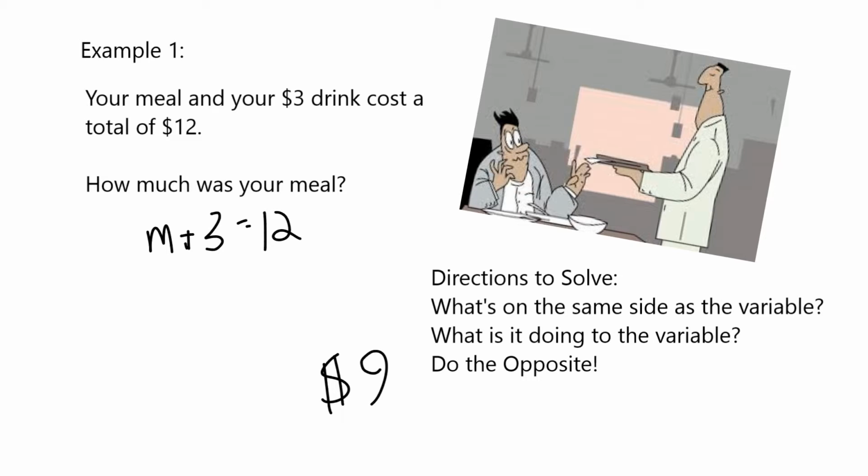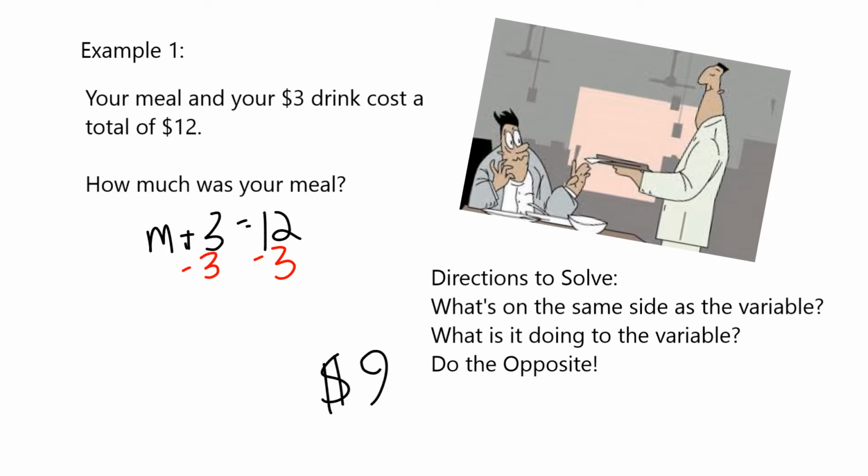In solving an equation to figure out an unknown value, we always ask three questions. What's on the same side as the variable? In this case, 3 is on the same side as the variable. What is it doing to the variable? The 3 is adding. So in order to solve, we need to do the opposite. The opposite of addition is subtraction.